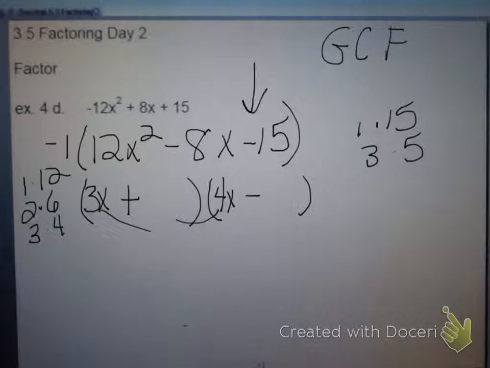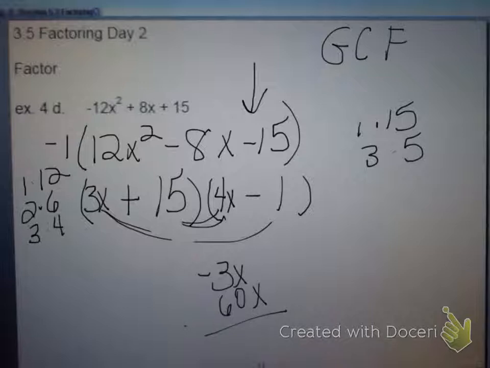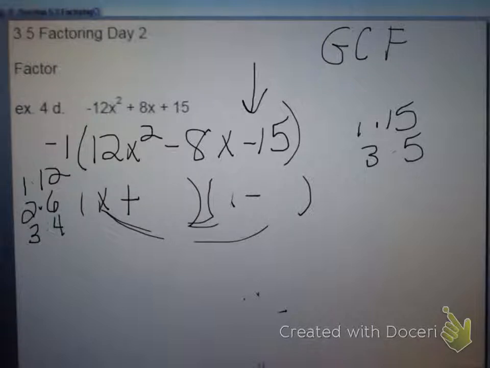So now I'm going to try the 1 and the 15. My outside is a -45, and my inside is 4. That right away I know is not -8. So let's try the 15. Switch the 15 and the 1 around. The outside is a -3x. My inside is 60x. That is not 8x. So I have concluded that the 3 and the 5 is not going to work. The 3 and the 4, I mean.